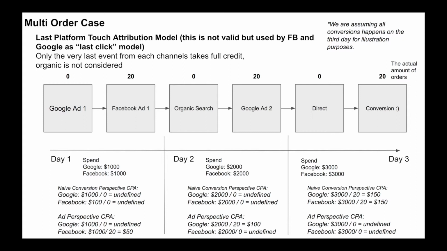So day 1, Google Ad 1 took no credit because of the nature of last touch. Only Facebook took credit, and you spend 1,000 on Facebook, so you get 50 CPA there. And Google Ad 2, because it happened on day 2, it's computed onto Google. So you get 2,000 divided by 20, and your CPA is 100 in ad perspective. Day 3, once again, if it's ad perspective, ads were not delivered on day 3, so you get no attribution at all on day 3. Everything else is undefined because it would just be 0.